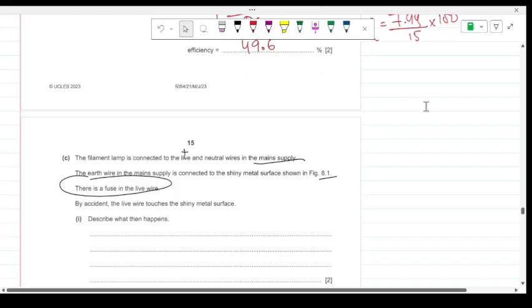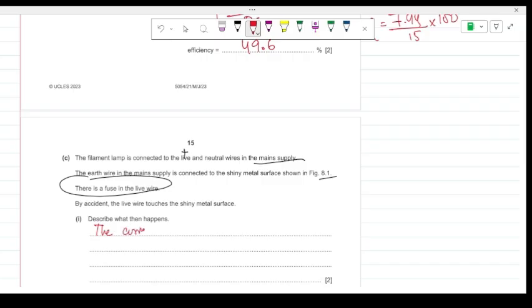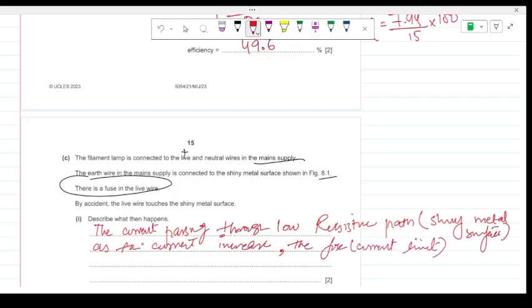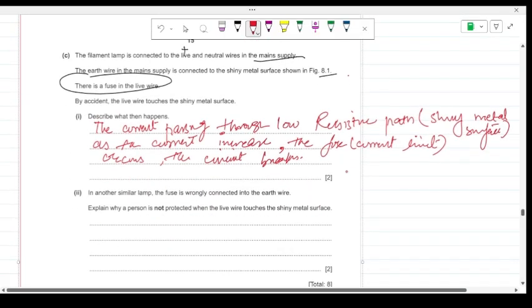in the live wire. As the live wire touches the shiny metal surface, describe what happened. When the live wire touches the metal surface, the current passes through the low resistive path, which is the shiny metal surface. As the amount of current increases, the fuse current limit is reached, and the circuit breaks, and no current will flow in the circuit.